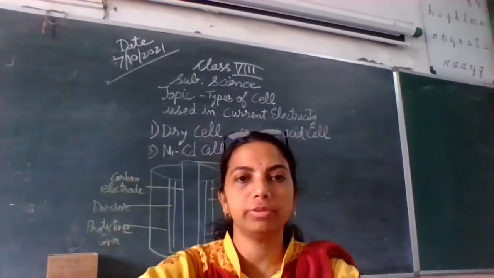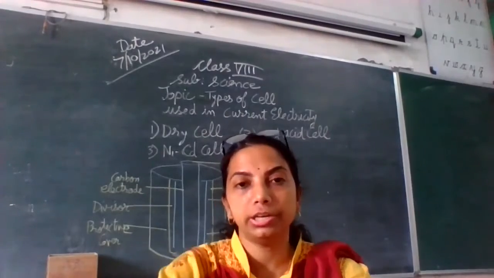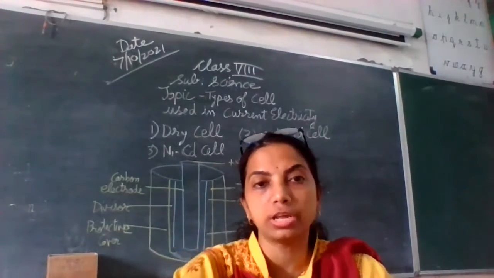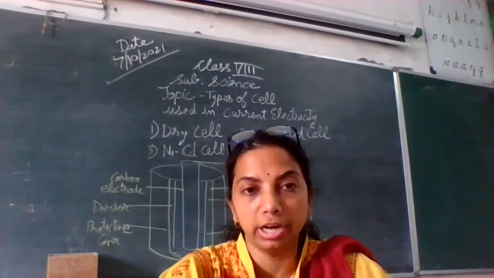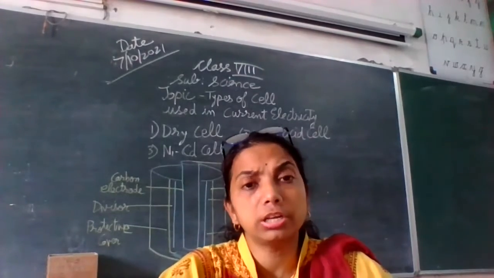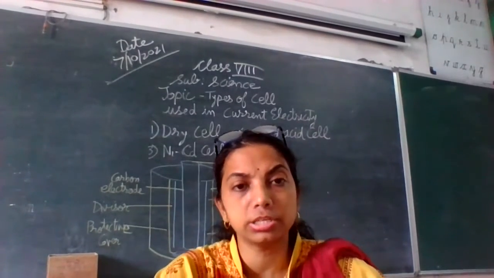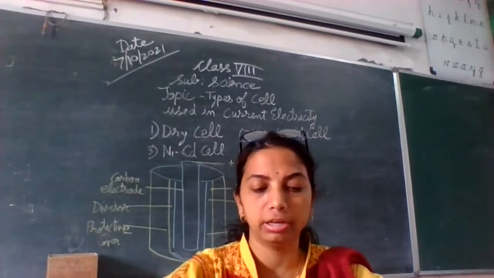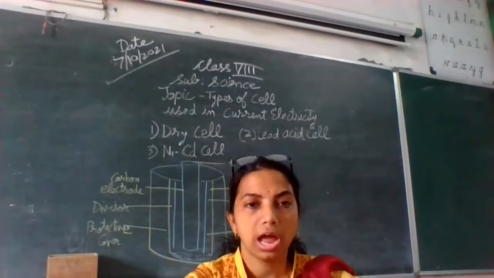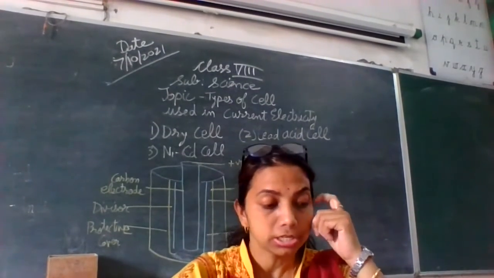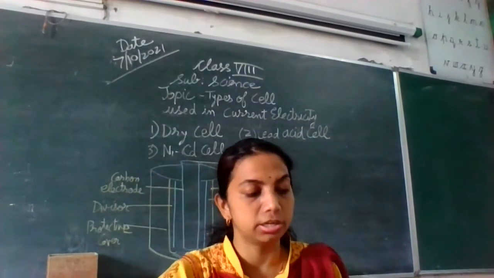Hello children, so today we are going to study in detail the different types of cells used in current electricity. The cells that are given in our syllabus are the dry cells, then you have lead acid cell and nickel cadmium cells. So out of this, the first one is the dry cell.